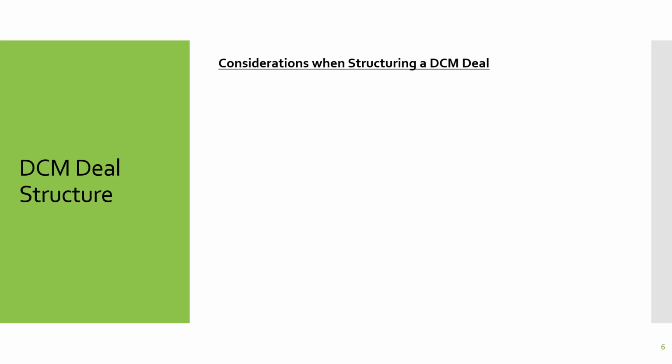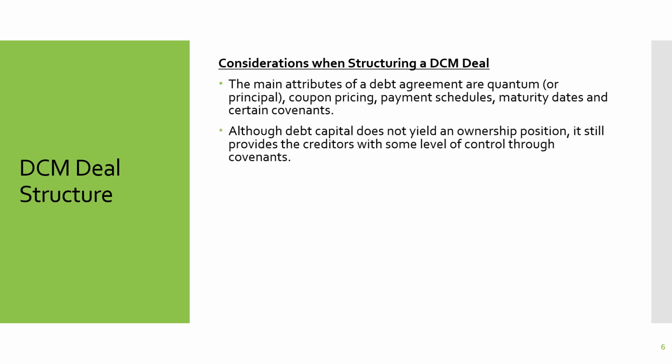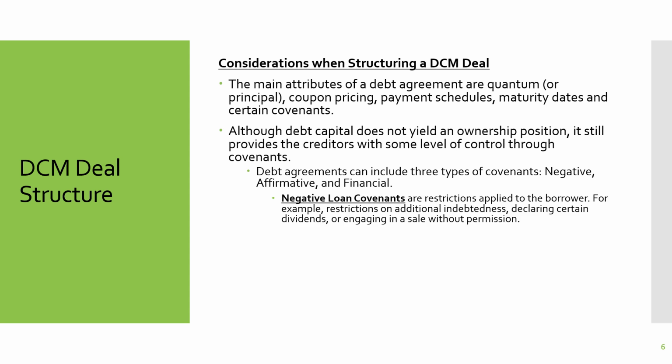DCM deal structure. Considerations when structuring a debt deal. The main attributes of a debt agreement are quantum, or principal, coupon pricing, payment schedules, maturity dates, and certain covenants. Although debt capital does not yield an ownership position, it still provides the creditors with some level of control and influence through covenants. Debt agreements can include three types of covenants: negative, affirmative, and financial.